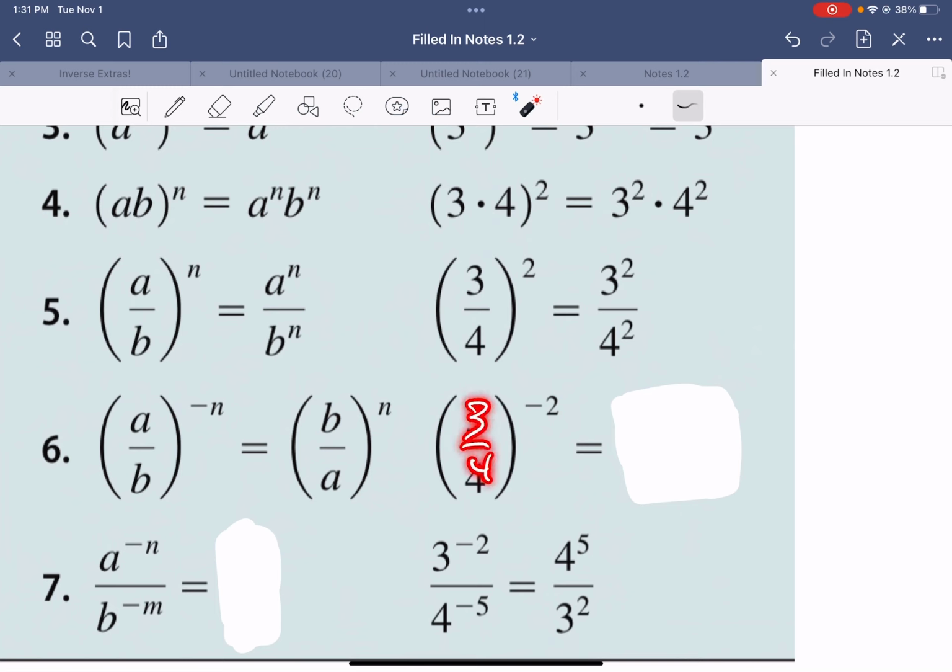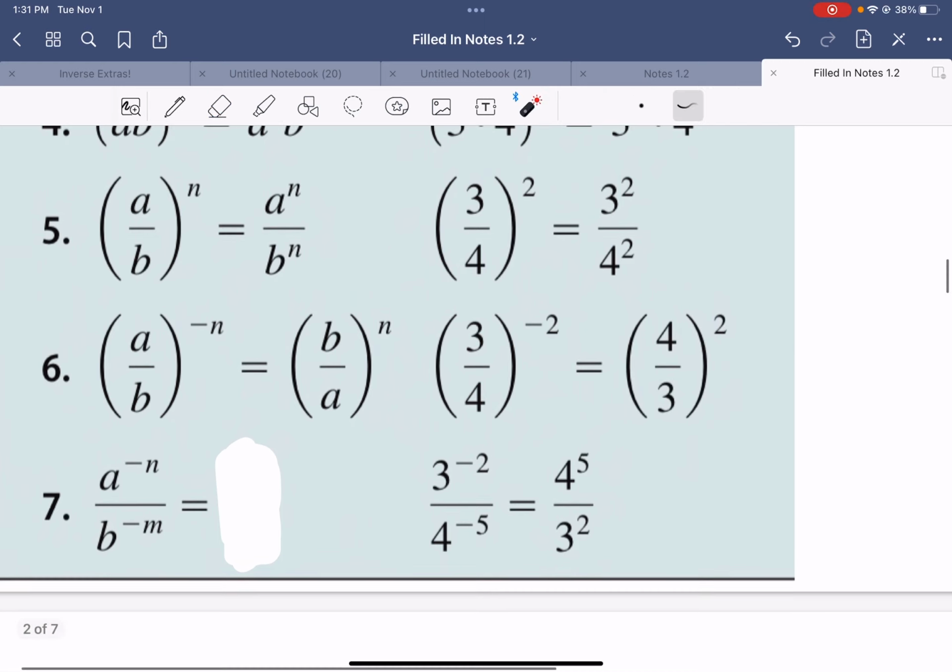So if you have 3/4 to the negative second, you can rewrite that as 4/3 to the positive second. And lastly, if you have b to the negative m in the denominator, then it really wants to be b to the m in the numerator. And if you have a to the negative n in the numerator, it really wants to be a to the positive n in the denominator.